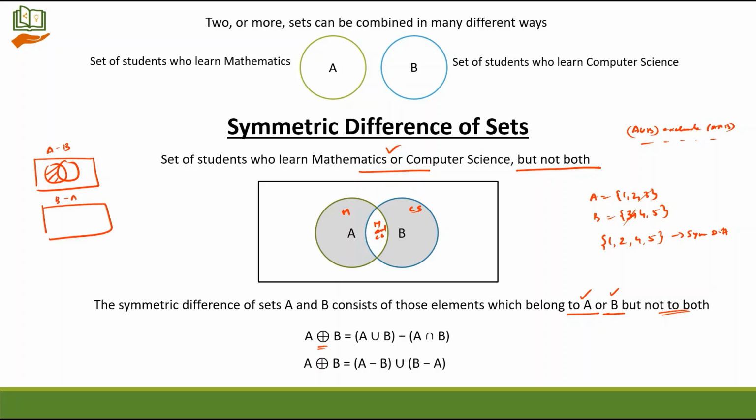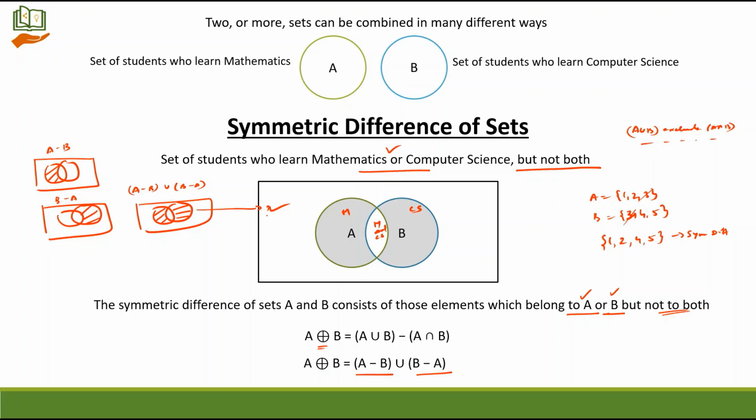For B minus A, we will be shading only the B part. Now you have to find A minus B union B minus A. How will you do that? So let's take A and B. Only the A's part this side and only the B's part this side. Is this equating here? Yes. That is what they say: A minus B union B minus A. This will give you the symmetric difference of two sets.